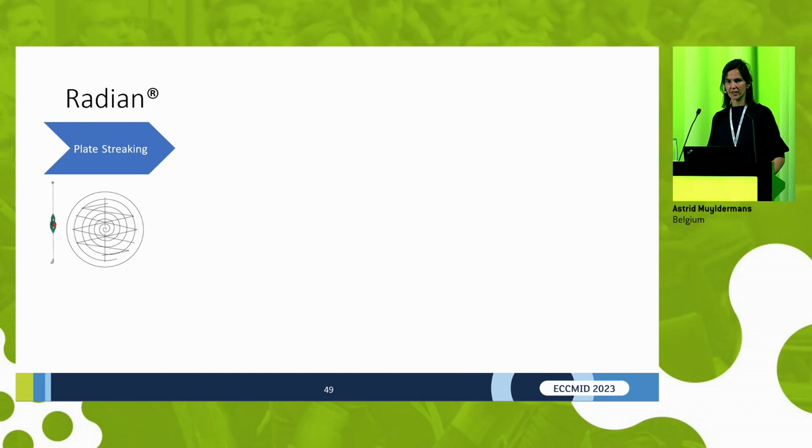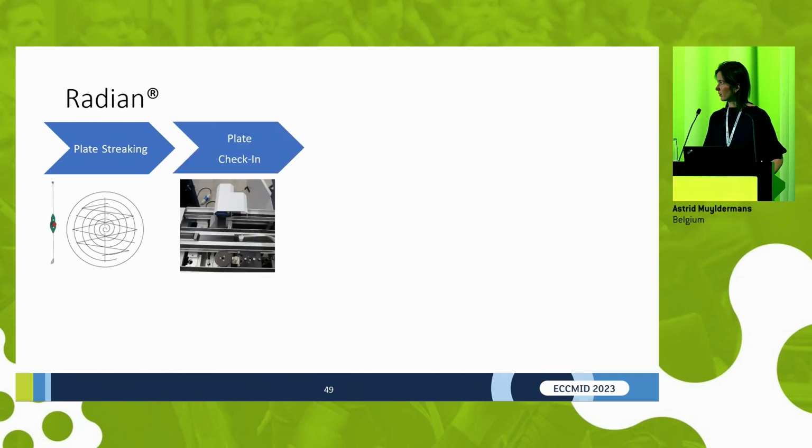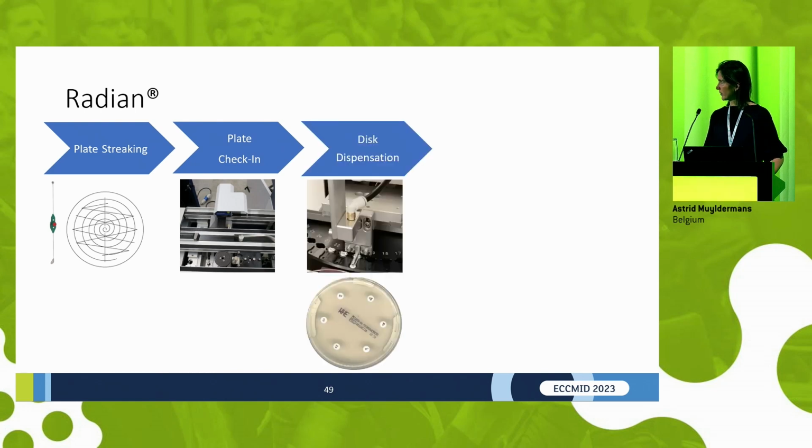The workflow starts with a 0.5 McFarland suspension, which can be made manually or by Colibri. The suspension is placed on the WASP, and the WASP will inoculate the plate. Then your Müller-Hinton plate goes to the Radian, and the Radian will place the discs one by one on the plate, depending on the protocol you have set up. It's a real big advantage that the discs are placed one by one, as you can play endlessly with the combination of discs that you place on the plate.